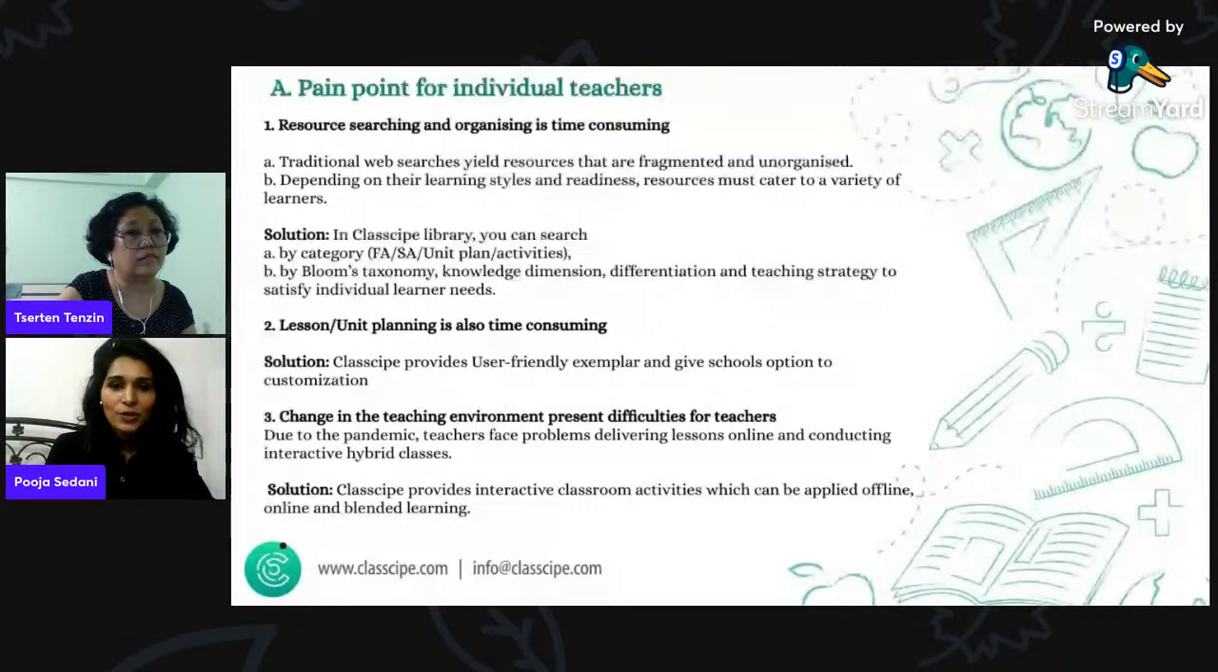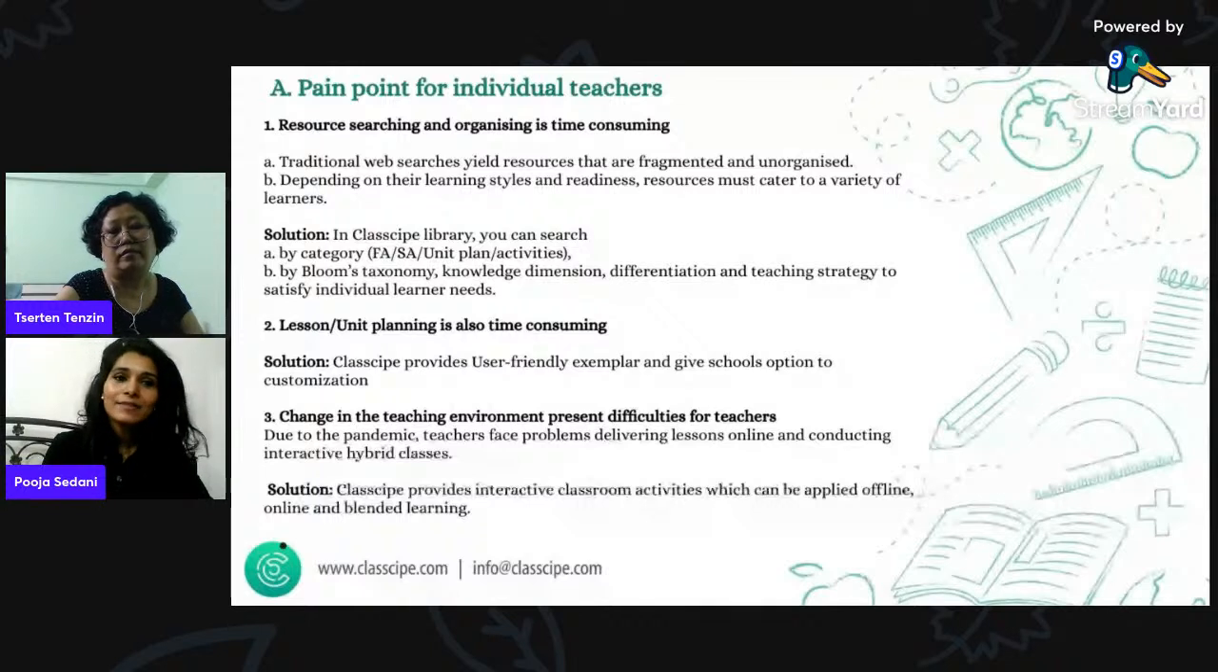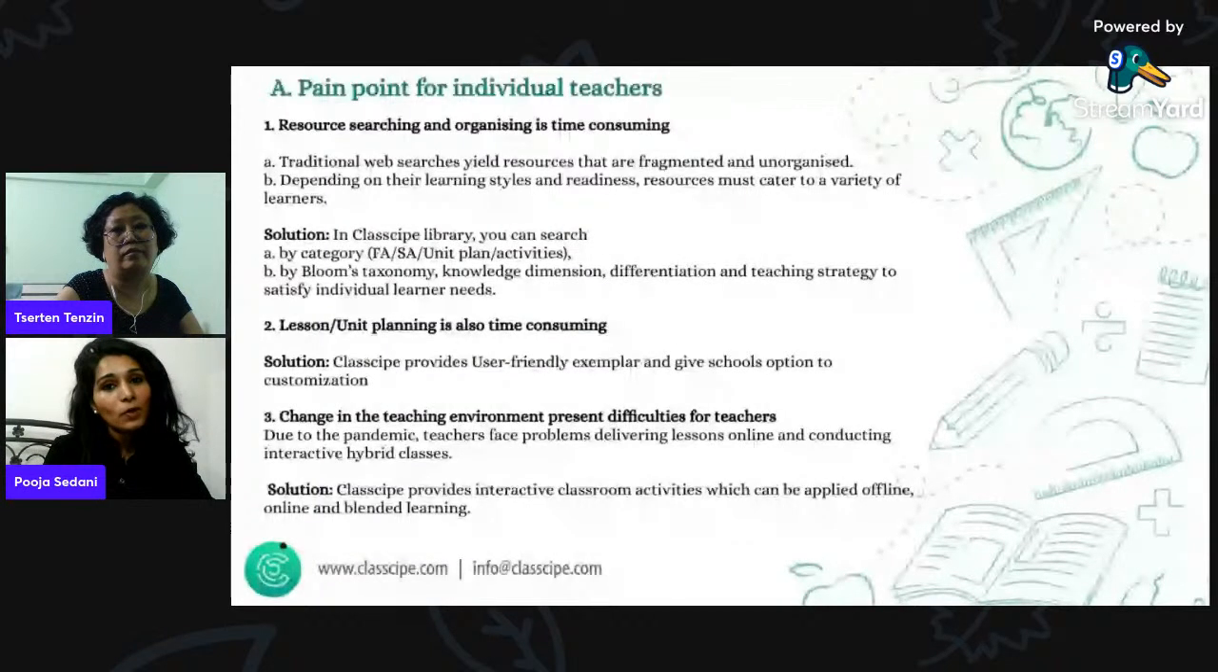And on top of that, when you are surfing the internet or searching for more information, you get information, but number one, it's quite time consuming. And number two, this information is fragmented and unorganized. And hence, here comes Classcipe, which has a section called Classcipe Library, where we give you an option to search through category as well as subcategory. In category, it can be formative assessments, summative assessments, unit plans, activities. You can also search by Bloom's taxonomy, knowledge dimension, and so on.